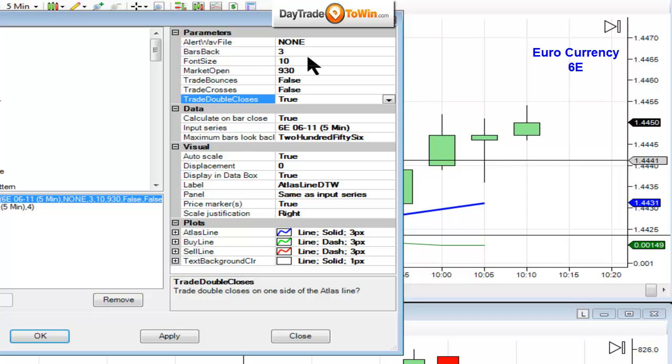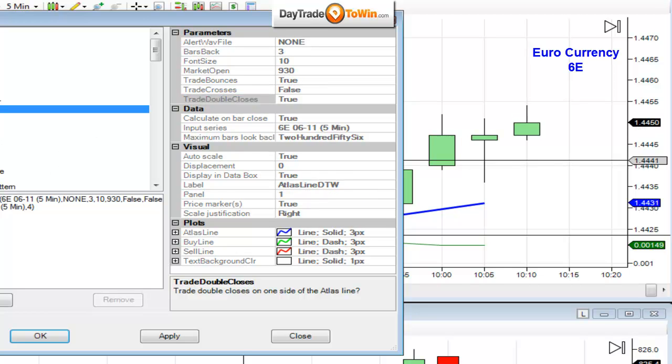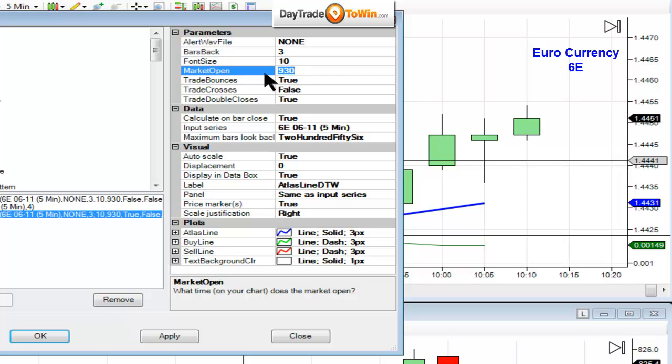So that's very important. And so what you have here in the back end, and if you've seen some of my videos, the tutorials and the how-tos, I have over 150 videos on YouTube. You can see here that what's most important is this market open parameter. And you can actually add a second Atlas line to your chart for overnight trading. It doesn't have to be a pit session market.